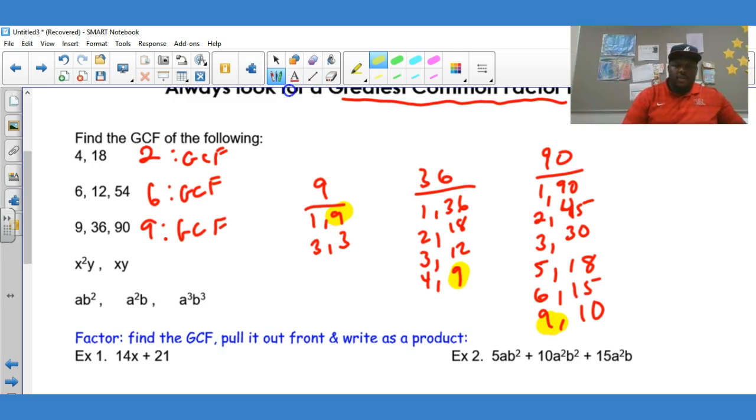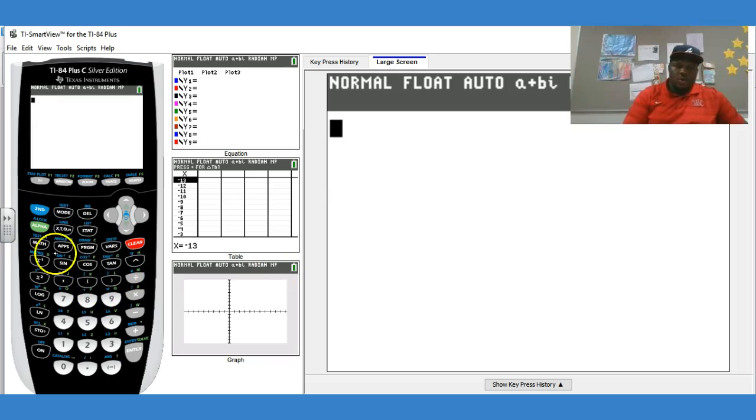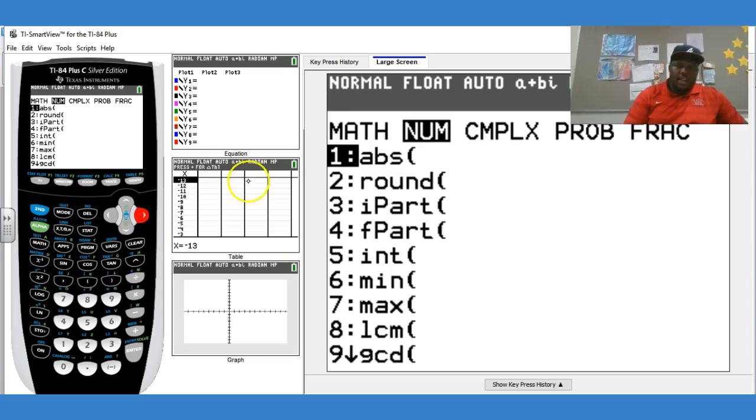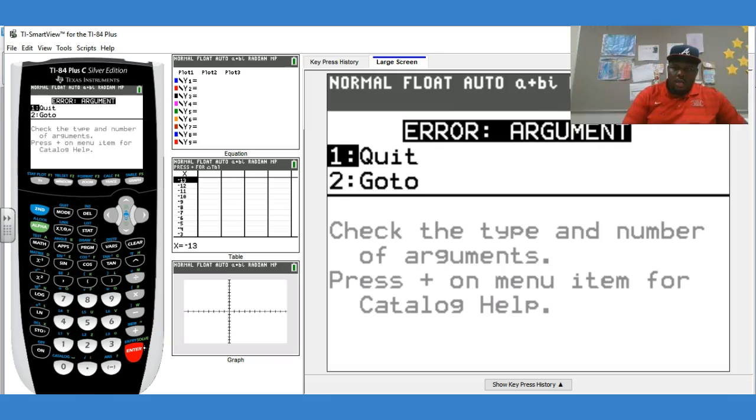There's also a way to do the GCF in your calculator, guys, if need be. Let me show you how. In the calculator, you would go to Math, then right to the Num section, and go down to option 9, where it says GCD. That means instead of greatest common factor, it's greatest common divisor. If you go to 9, and then we had 9, comma, 36, comma, 90.